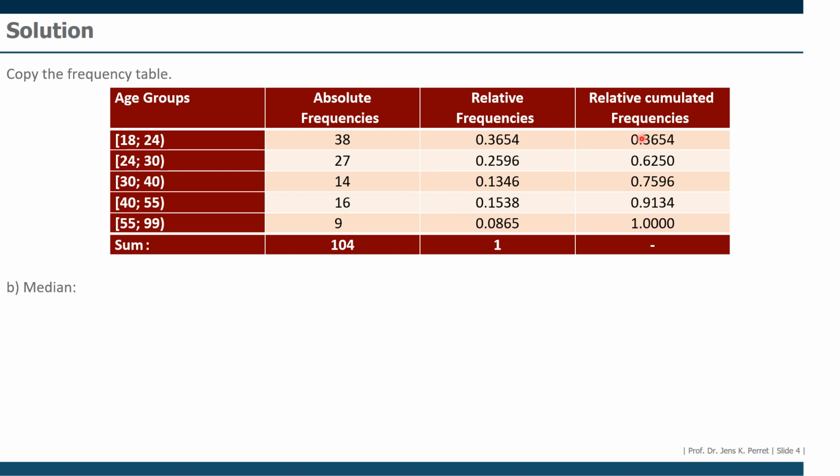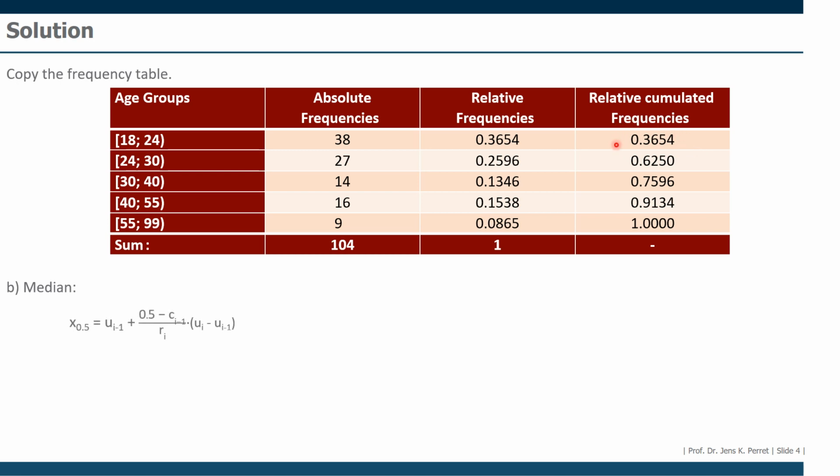I'm going to take a look here. This is smaller than 0.5. This is larger than 0.5. So this here actually is the first age group with a cumulated frequency larger than 50%. So this age group contains our median. This is the so-called median group or median class. From a median class, we're going to use lower and upper bound of the class, so the 24 and the 30. We're going to use the relative frequency, and we're going to use the relative cumulated frequency of the class before.